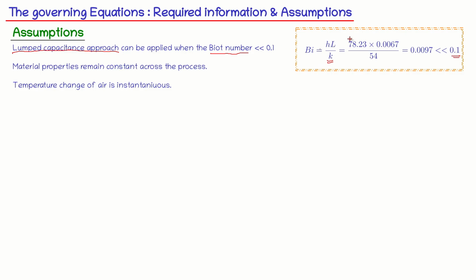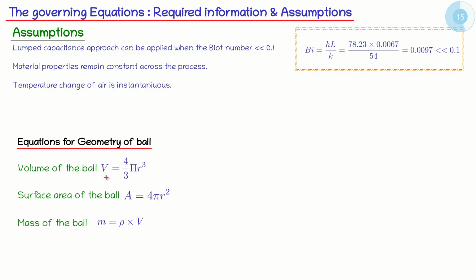In our case, when we evaluate the heat transfer coefficient for 20 meter per second velocity from our polynomial equation, we will get 78.23 watt per meter square Kelvin. Also, the characteristic length, which is given by volume by area of a sphere, once we calculate, we will get 0.0067. And the thermal conductivity is 54. So with this, we will get a value which is much lesser than 0.1. So we can say that the lumped capacitance approach is valid here.